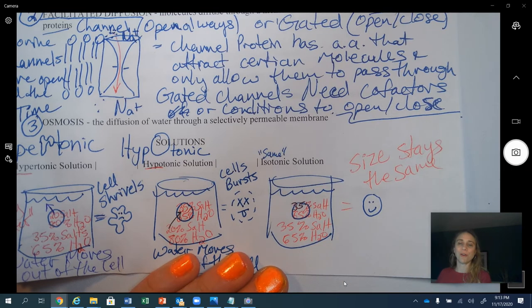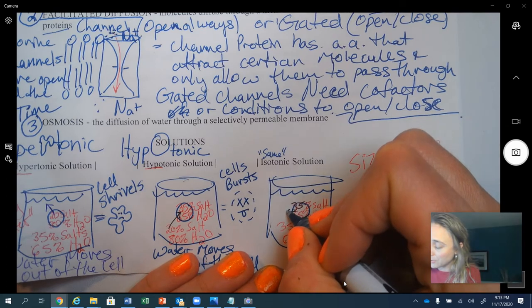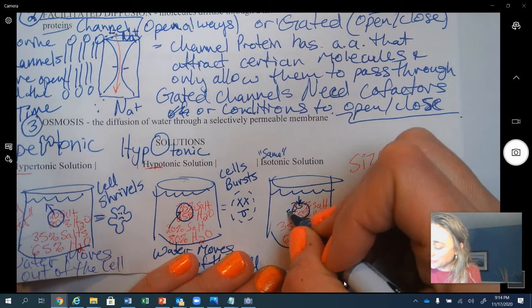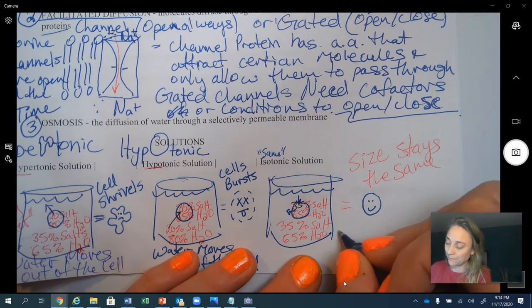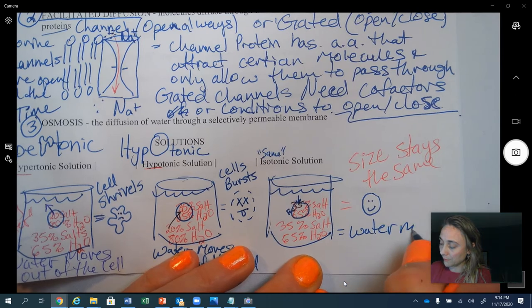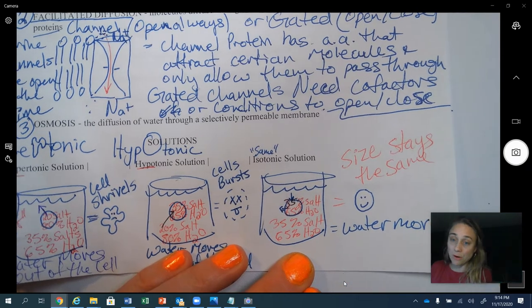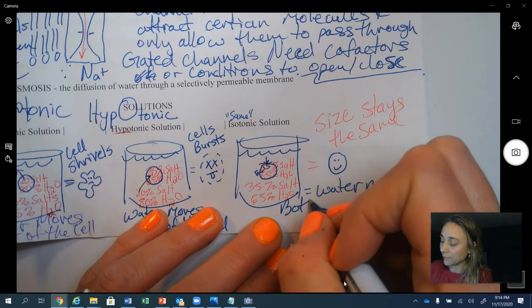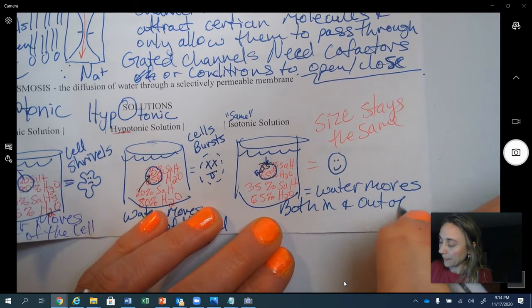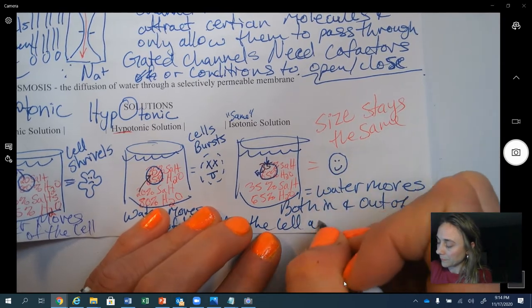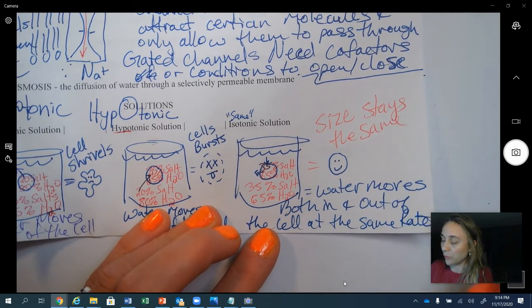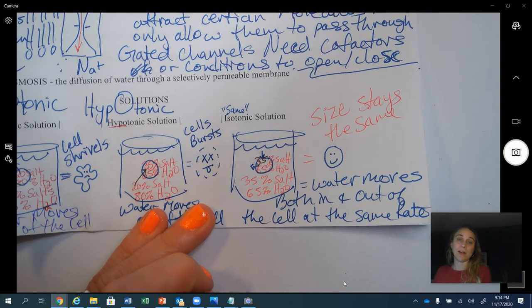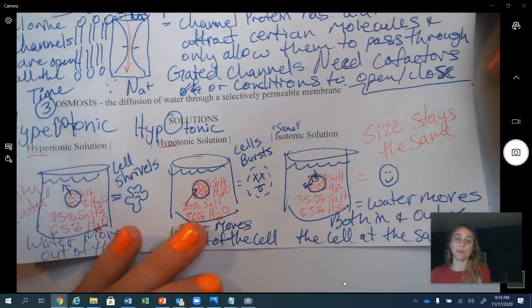Both, by the way, happens. The water wanders no matter what, so it's going to move no matter what. But what happens is it moves out of the cell and into the cell at the same rate. So the cell stays the same shape and size and doesn't die. So water moves always, but in this case, it moves both in and out at the same rate. Okay, hopefully that makes sense to you.